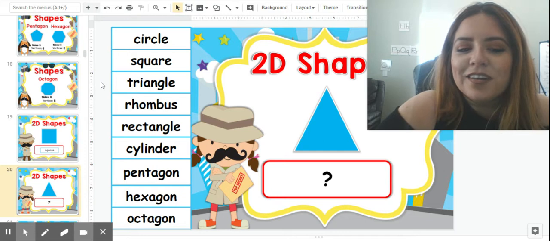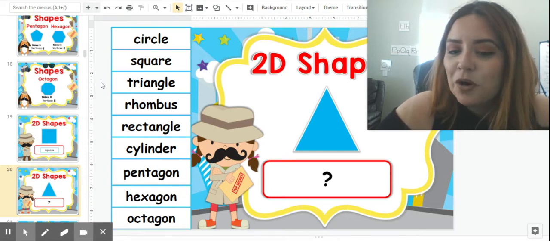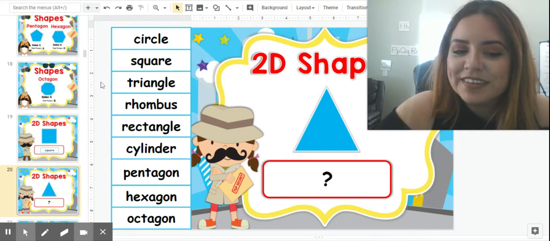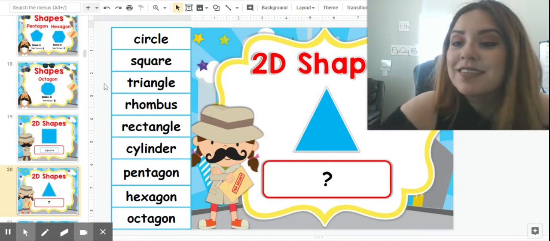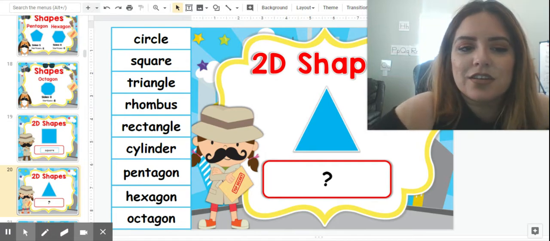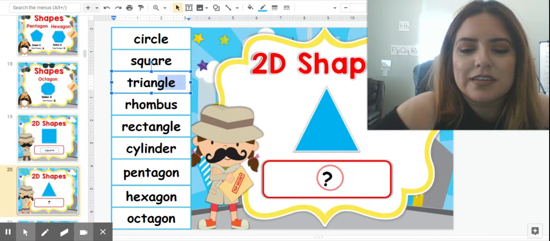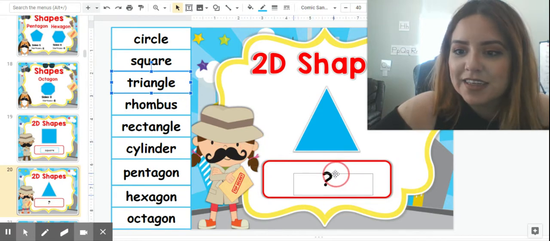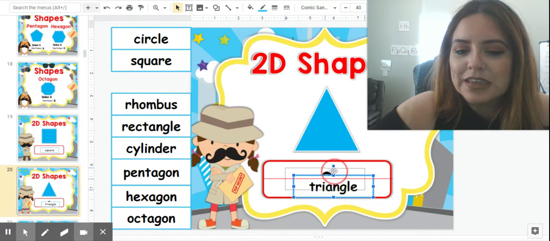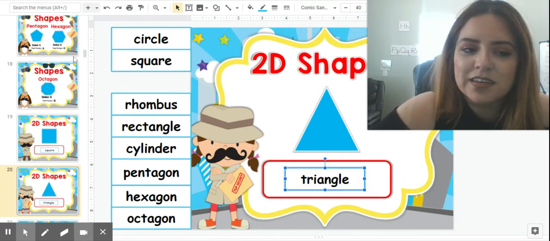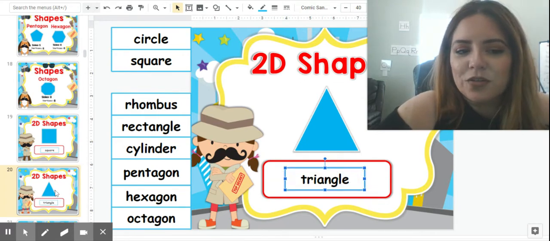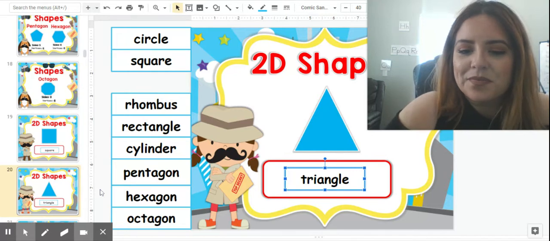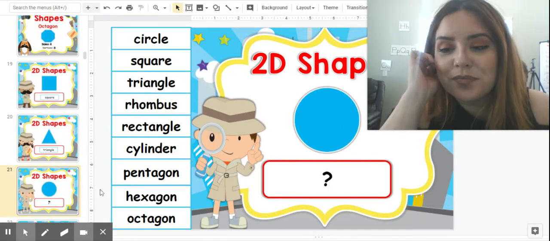This is called a how many sides and how many vertices? Remember? Ooh. This is a triangle. Tres. It has three. Tres. Un triángulo. Tres. Triangle.